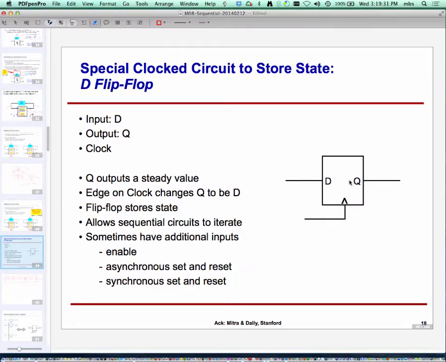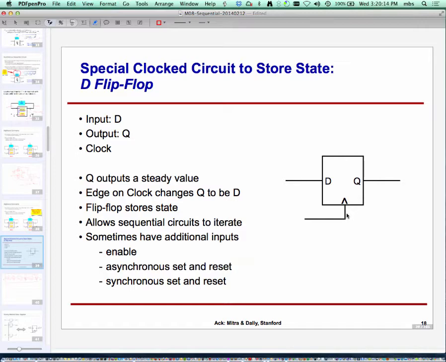So Q outputs a steady value normally. Whenever the clock has an edge, Q changes to the value of D at that clock edge. Then the clock edge goes away, and now Q has the value which was at the previous edge. So this flip-flop stores 1 bit of state, and by ganging up multiple of these, by having n of these with their clocks all tied together, I will have a D flip-flop which has n bits in it, which can therefore store n bits of state.